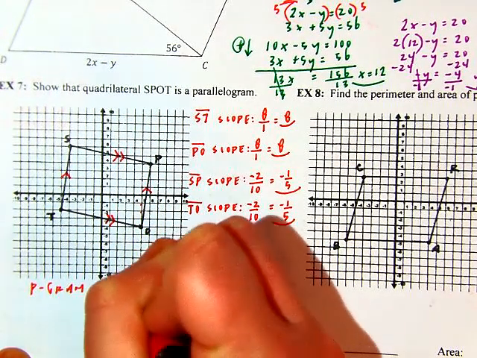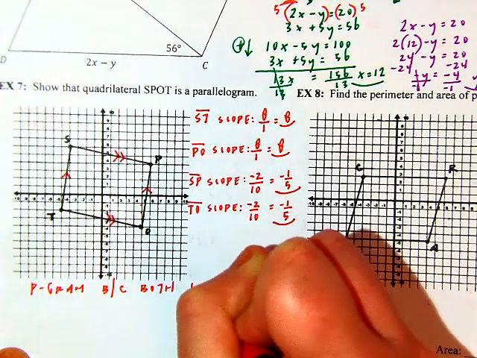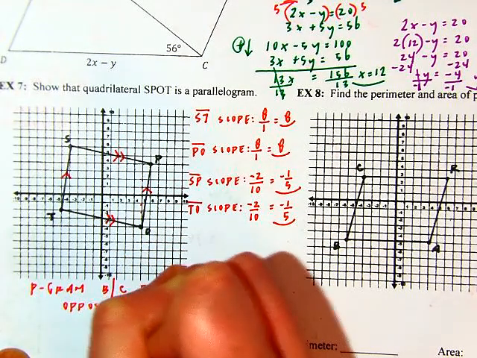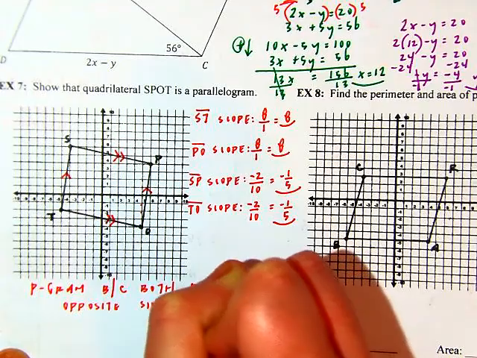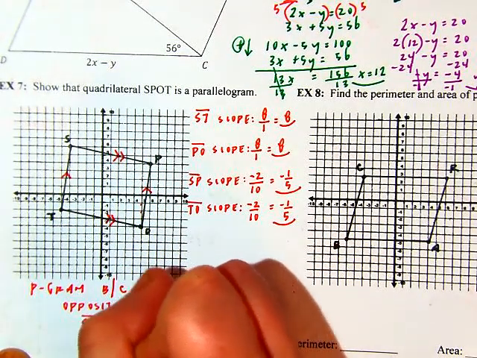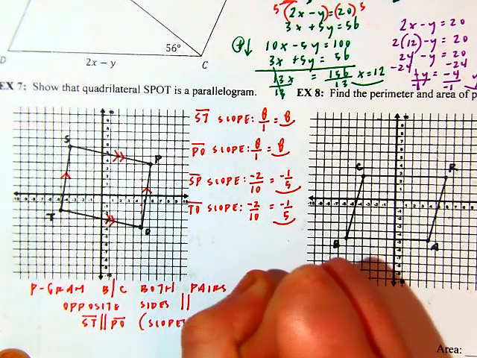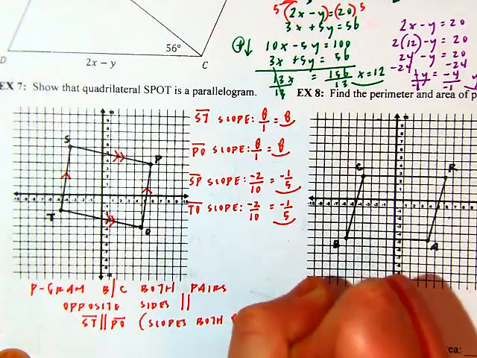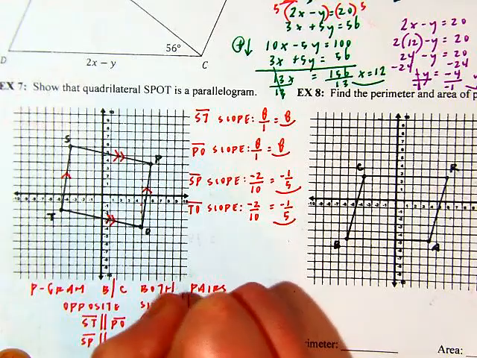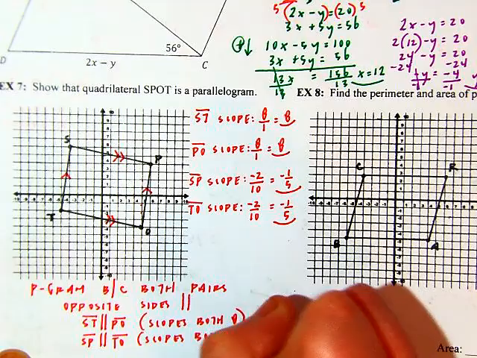See, here's where I'm going to abbreviate because both pairs of opposite sides are parallel, right? We saw the same slope. So we saw that ST was parallel to PO, right? Their slopes were both 8. And we saw that SP was parallel to TO. Those slopes were both -1/5.